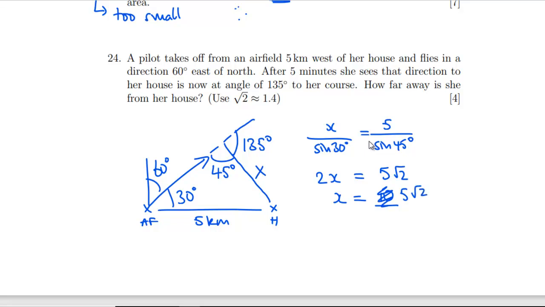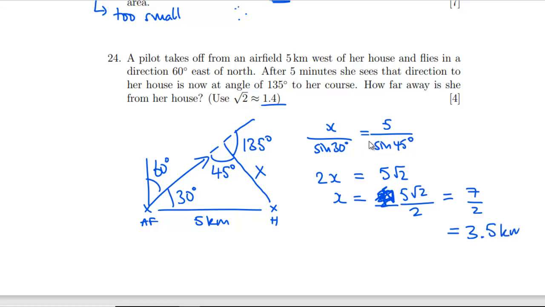5 root 2 over 2. So, yeah, what's the best way of doing this? I suppose I could make that a 10 root 2 over 4. Not really sure what the best way is. Well, they've told us to use 1.4 for that, so let's just do that, 7 over 2. I was making heavy work of that. I don't know why I was trying to come up with something more clever.